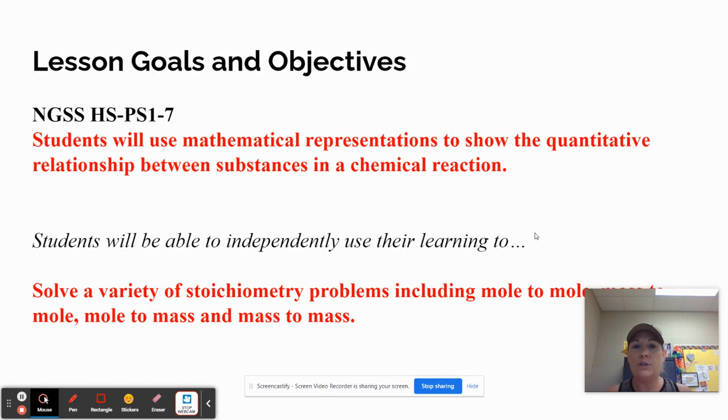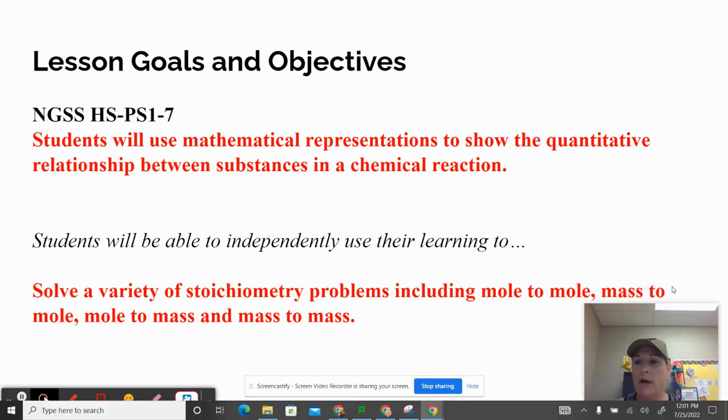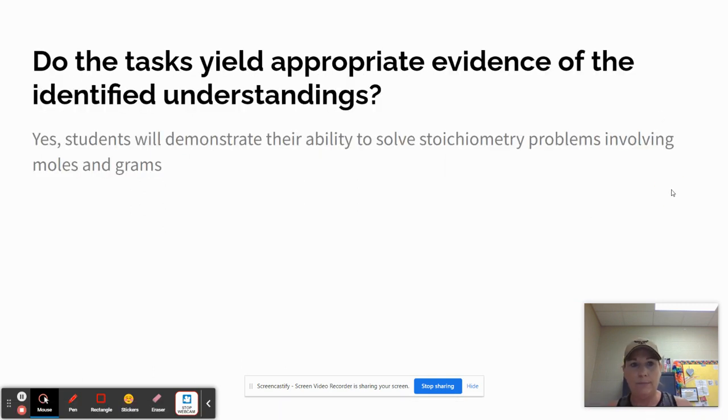Just to recap my unit lesson plan, this unit is for a high school chemistry class involving stoichiometry calculations. So the goal is that students can use mathematical representations to show the quantitative relationship between substances in a reaction. And the objective is that they can solve a variety of stoichiometry problems, including simple mole to mole, mass to mole, to mass, and mass to mass units.